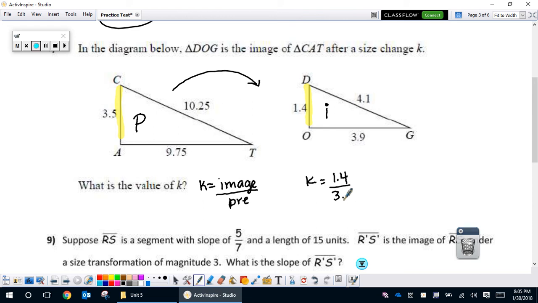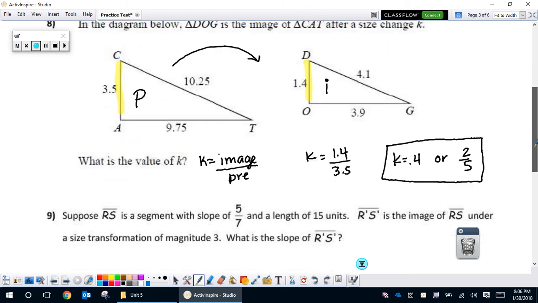1.4 over 3.5. You definitely want to key that in your calculator. 1.4 divided by 3.5. Enter. You can leave your answer as 0.4, or you could hit math, enter, enter, and leave your answer as 2/5. Either one would get credit, but you definitely want to simplify your answer.